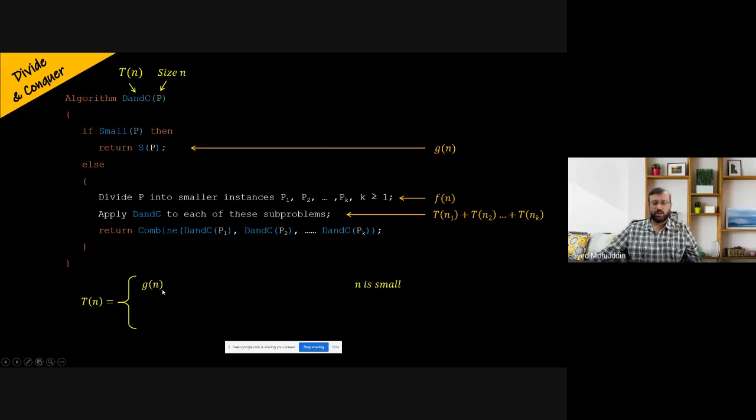If n is small, we have g(n). Otherwise, if n is large, whatever the problem, it will be the summation T(n1) plus T(n2) plus T(n3) till T(nk), plus f(n). So this forms the recurrence relation. It is a recurrence because we are recursively calling the function. So this T(n) forms the recurrence relation for this divide and conquer approach.